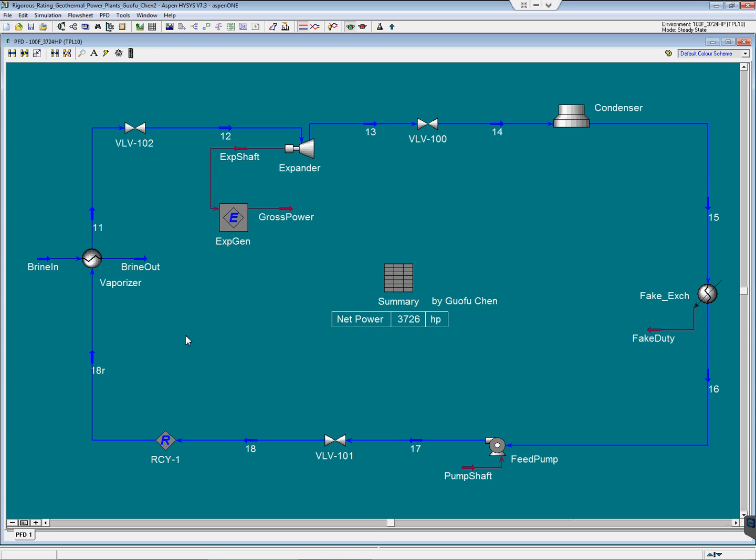guaranteed with great confidence. As we know, the simplest organic Rankine cycle involves four components: the vaporizer, to vaporize high pressure liquid into high pressure vapor to drive the expander to produce electricity. Before the working fluid is pumped back into the vaporizer, the vapor exhaust needs to be condensed in the condenser.